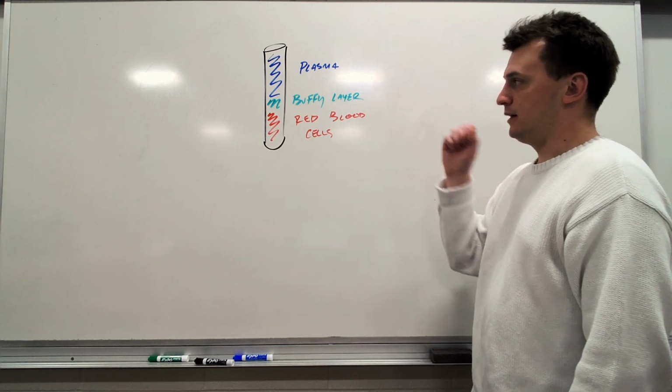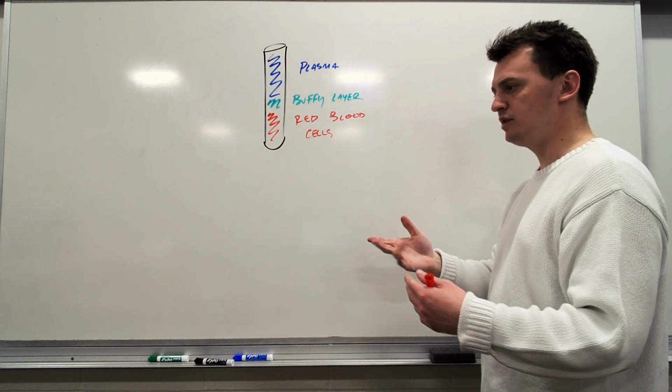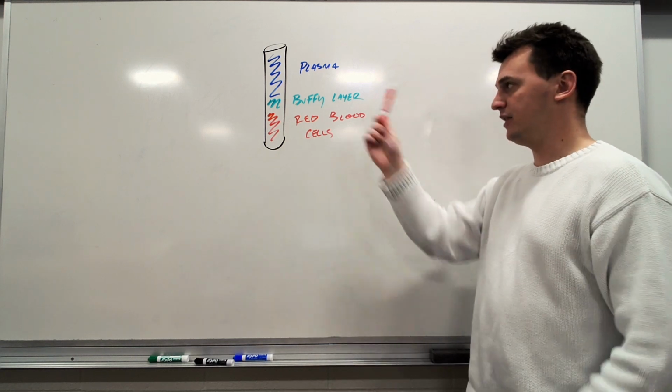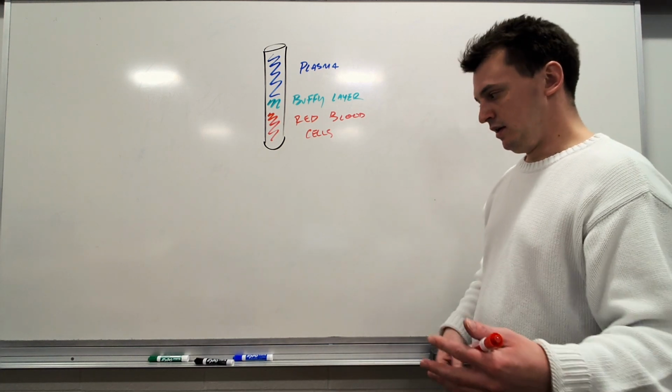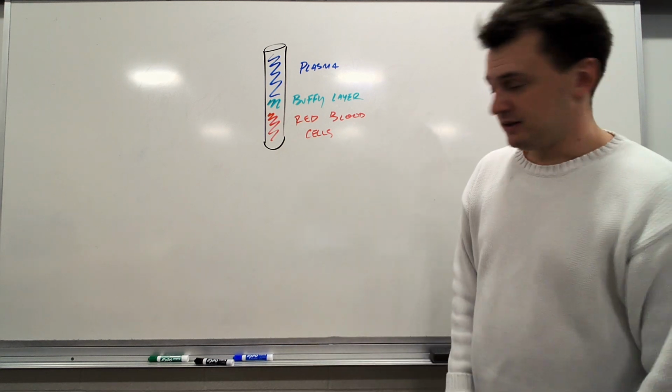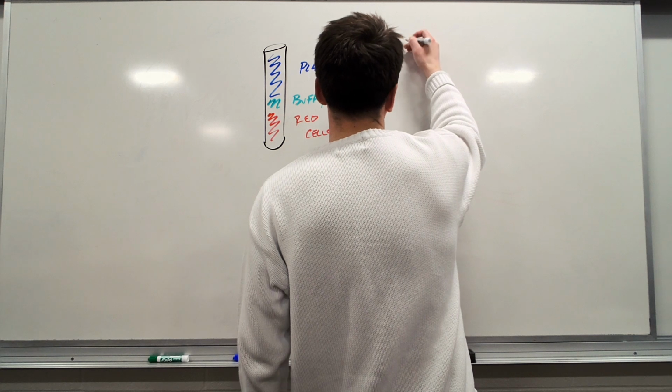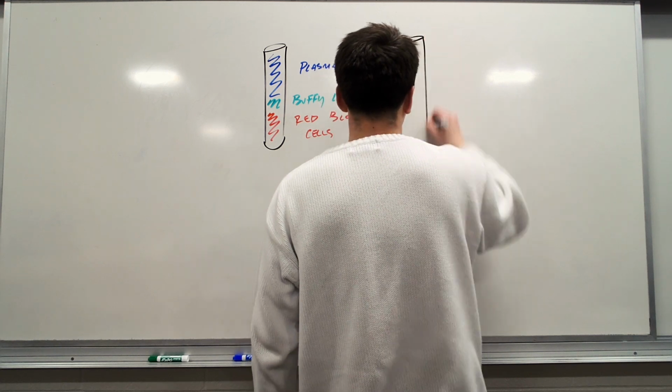Buffy layer, we have two different types of blood cells, right? We have red and white blood cells. Buffy layer is built up of those white blood cells. And then red blood cells is red blood cells. And we'll discuss what red blood cells are later in this video.